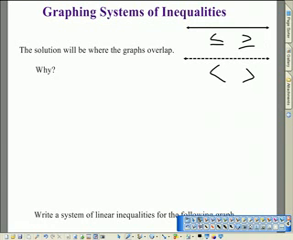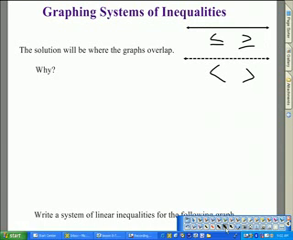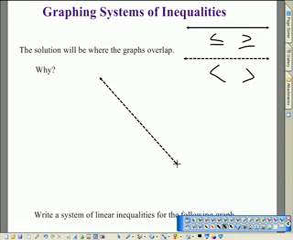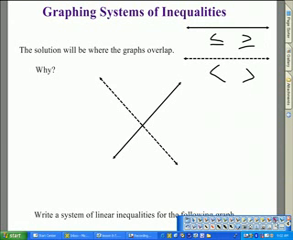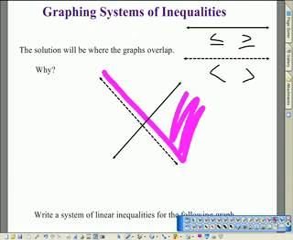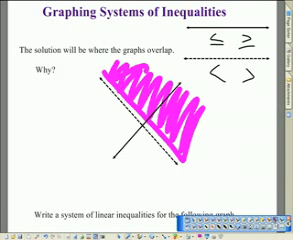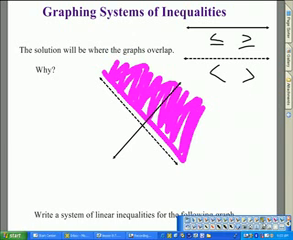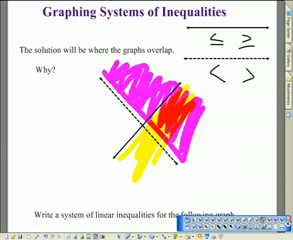The other major difference is what? What else do we have to do with an inequality? Shade it. So let's say this is my system of inequalities. This dashed line gets shaded up above here. And the solid line, let's say it's less than, so it gets shaded here. This is the other major difference.